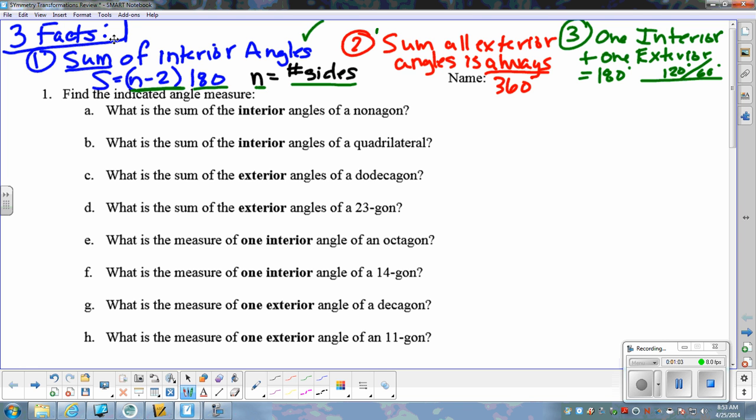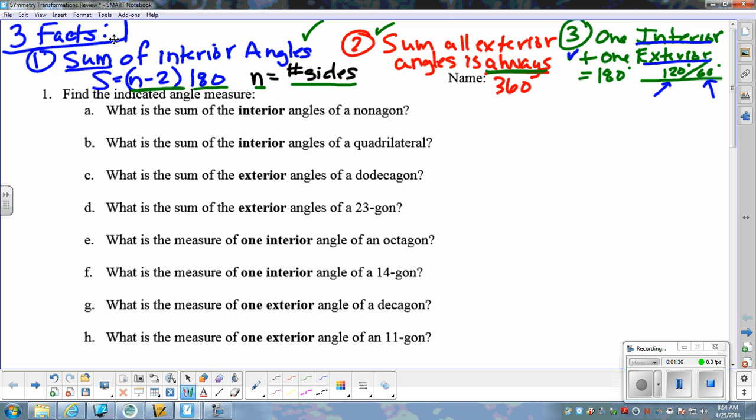Fact number 2 that we need to remember is the sum of all exterior angles is always, no exceptions, always 360 degrees. Third fact is that if you have one interior and one exterior angle, their sum will always be 180 degrees. They are always supplementary. So here's an example. If I have an interior angle of 120, that means the exterior angle is going to be 60 degrees. Let's get started then.